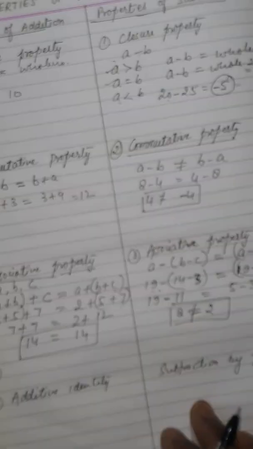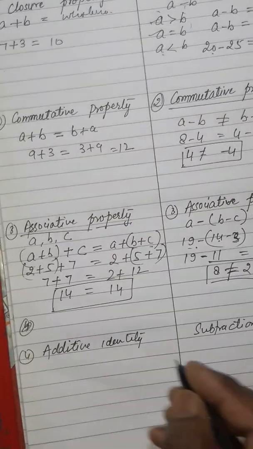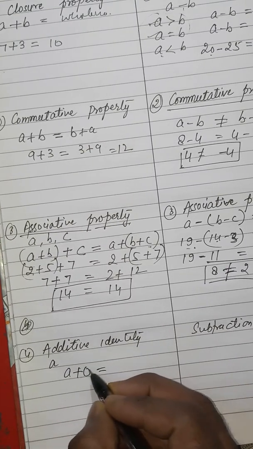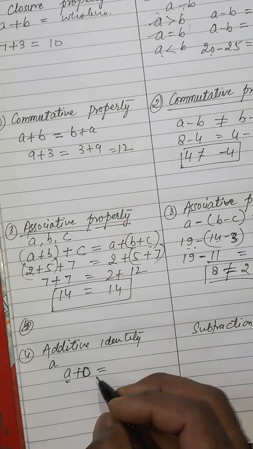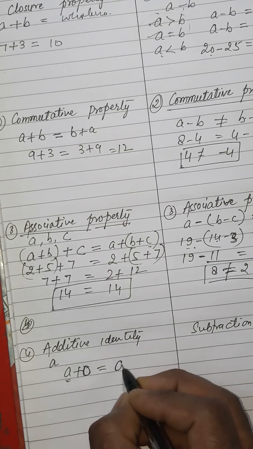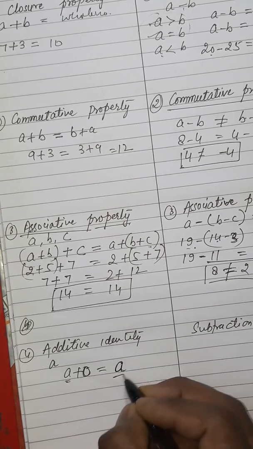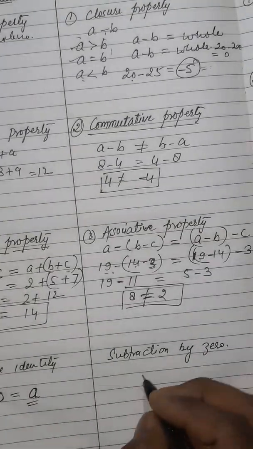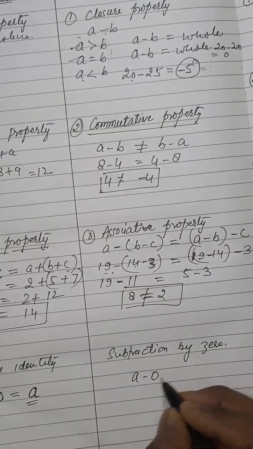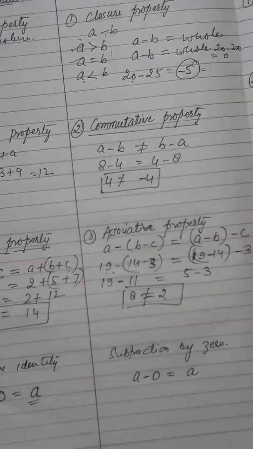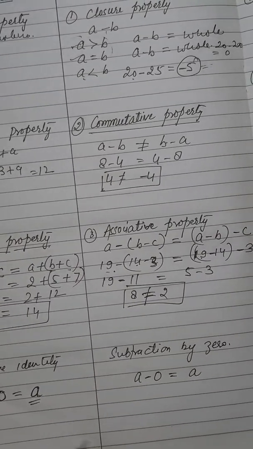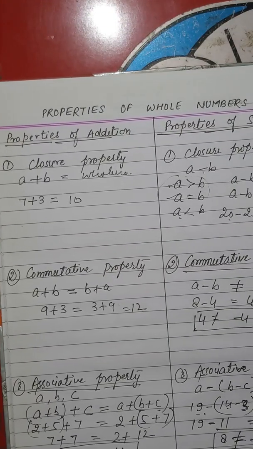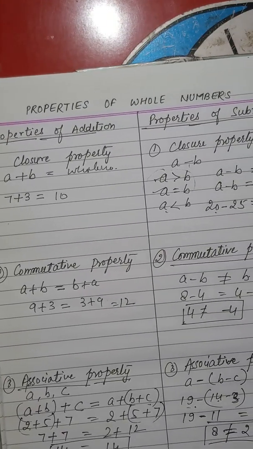Now the additive identity of addition. Now a is any integer. जब आप a में किसी भी 0 को प्लस करेंगे, जब a is a whole number, when we add 0 to the whole number, we will get the same number itself, okay, which is the whole number a. In terms of subtraction by 0, if we subtract 0 from any whole number, we will get the same result, the same number itself. Then these are the properties of whole numbers in terms of addition and subtraction.